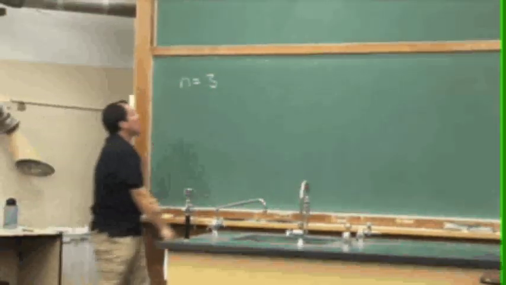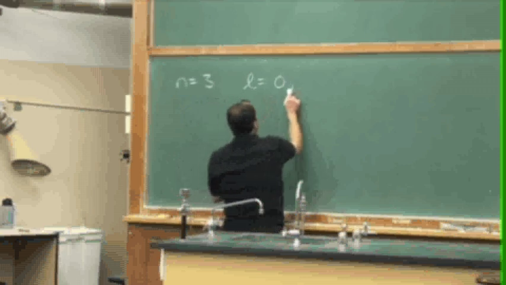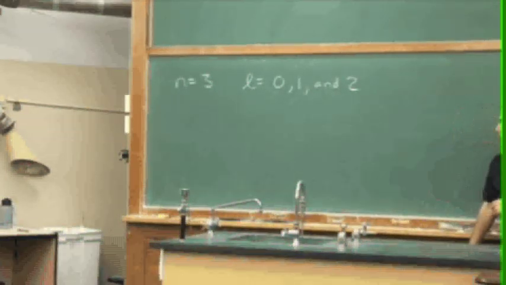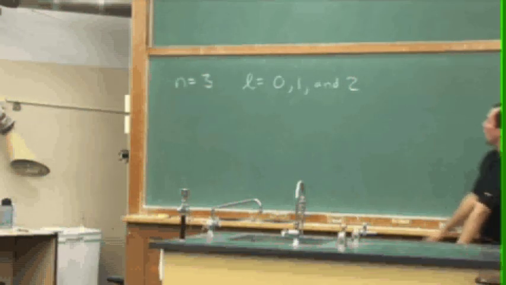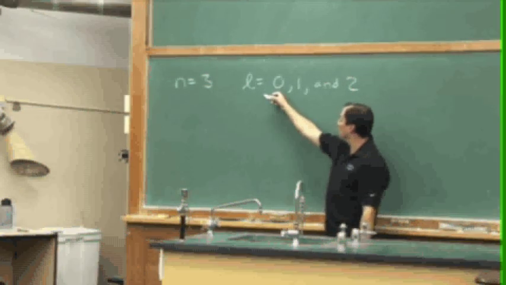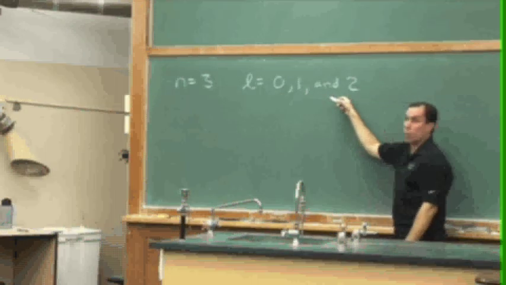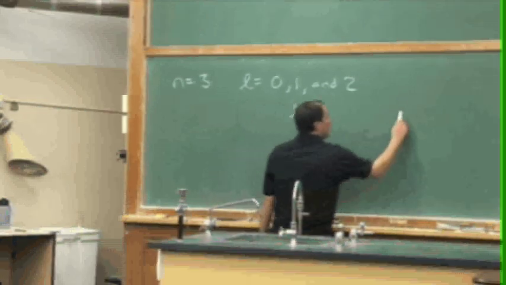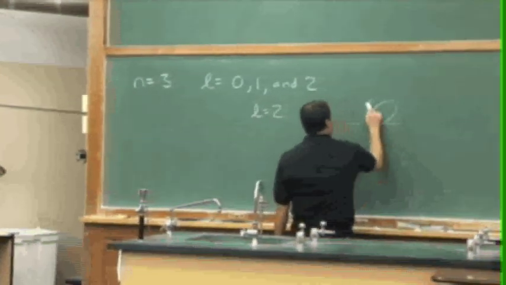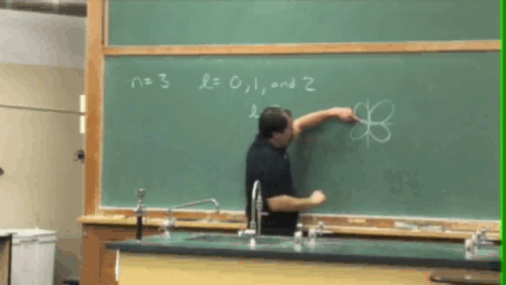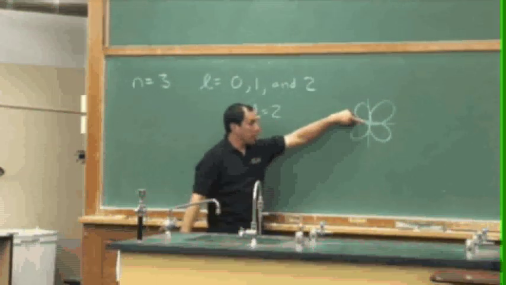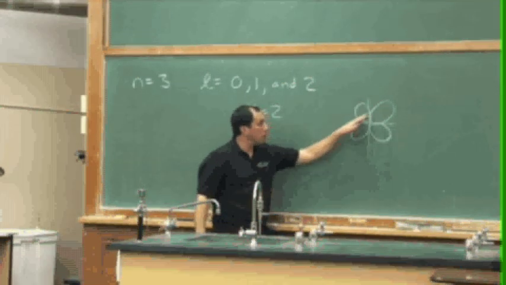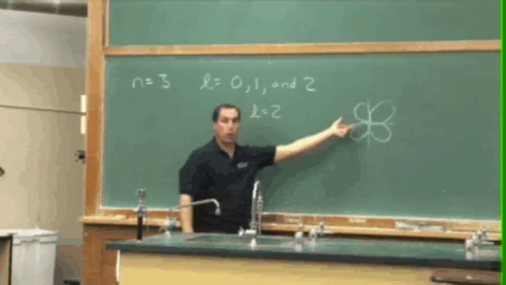When n is equal to 3, L can take on 3 different values. L cannot exceed n minus 1, so we have to stop at 2. In this case we have a sphere, a peanut, and now a new case where L is equal to 2. When L is equal to 2, we have these types of shapes. At the center is the nucleus, and we would expect to find an electron 95% of the time in these regions of space. We call each of these a lobe, so there are 4 lobes here.